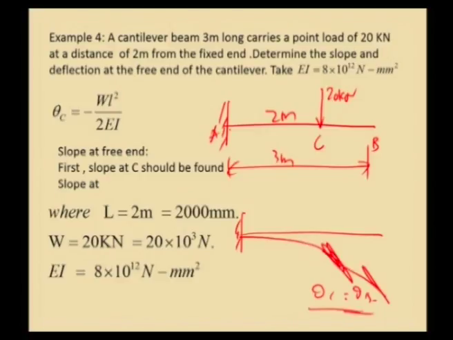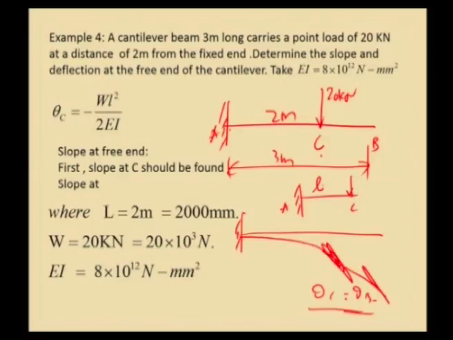When you want to obtain slope at C, you can say you have C here. If C is here, then we can very well use the standard formula of cantilever subjected to point load at the free end. So, the formula is W L squared by 2 E I, and here L should be taken as 2 meter and not 3 meters, because the load is applied at 2 meters and there is no load beyond C.